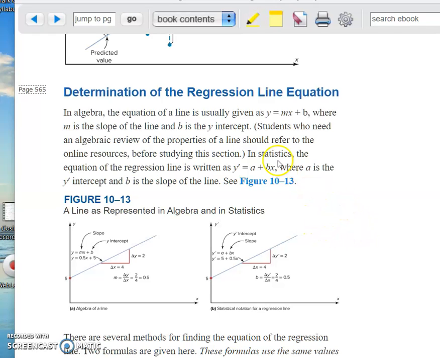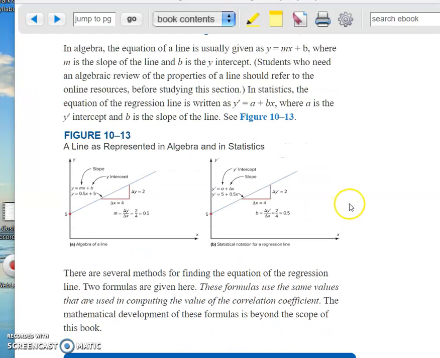What he's saying here is you should study this before you look here. That's true if we were going to do the exercises, but I'm not going to ask you to do them. So I think you're okay if you're a little rusty on this, or if you've never seen it. All right. So unfortunately, in statistics, the equation is written differently. In statistics, they write it like this: y prime is equal to a plus bx. Don't ask me why. That's just the way they do it. Okay, so now a is the y-intercept, and b is the slope of the line.